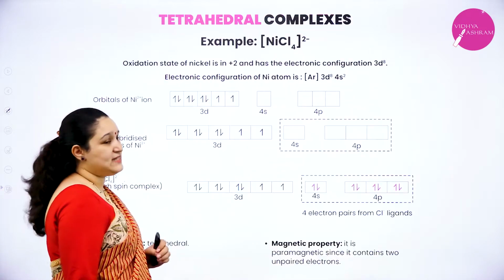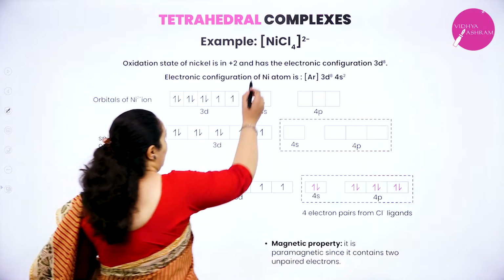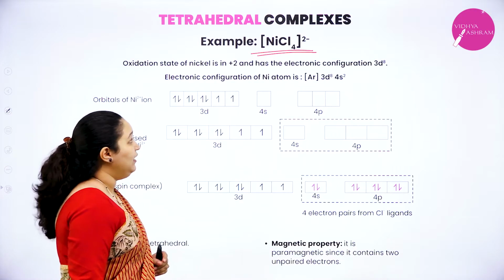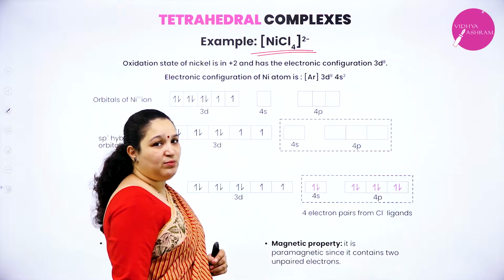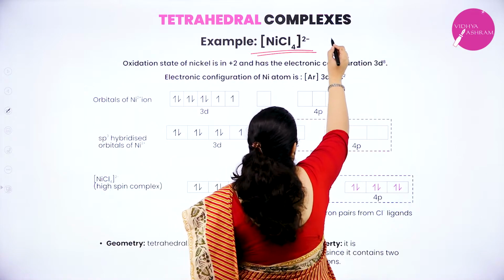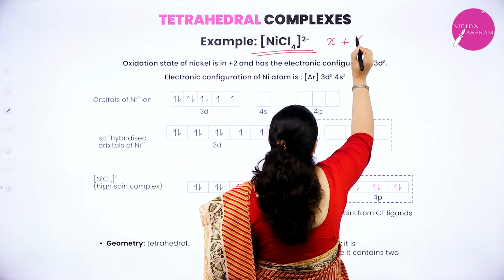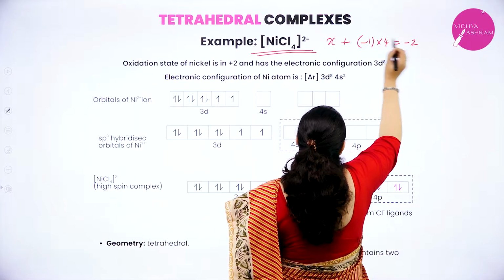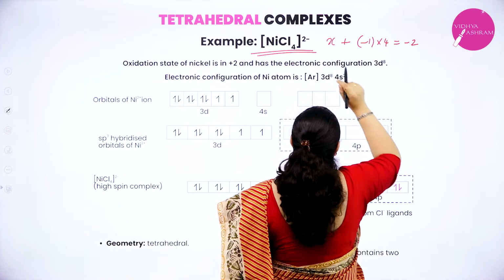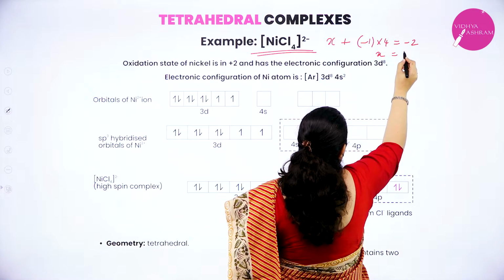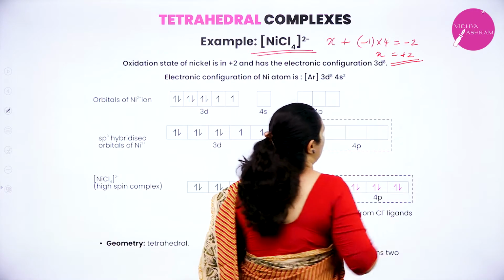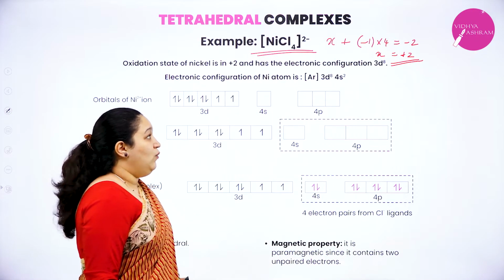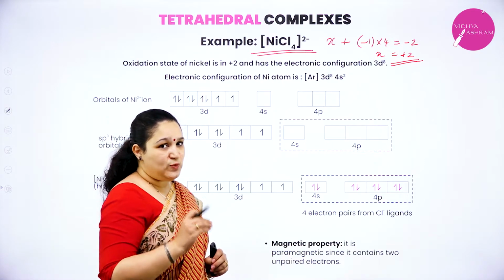First example, nickel with 4 chlorido ligands. Let us calculate the oxidation number of nickel. I have X plus chlorido ligands have -1 charge into 4 is equal to -2. Observe here it is an anionic complex. So, X is equal to +2. So, the oxidation state of nickel is +2. What is the atomic number of nickel? It is 28.